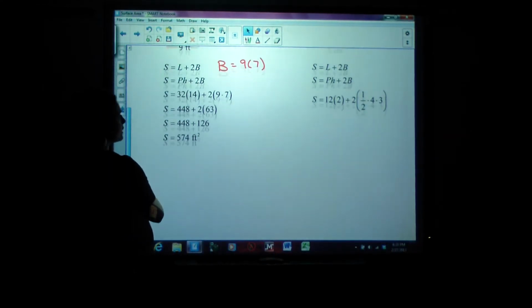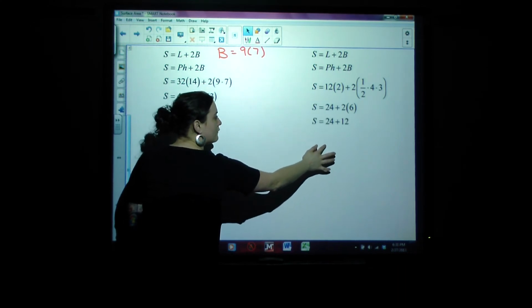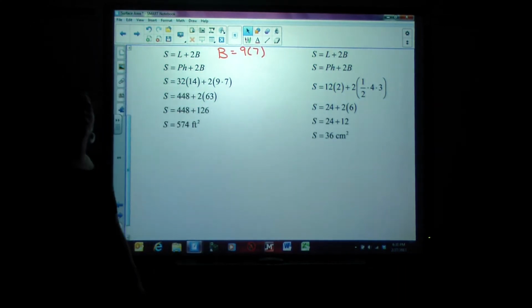Okay, let's do a little bit of calculations here. We're going to get 24 plus 2 times 6, which is 24 plus 12, which ends up being a total of 36 centimeters squared as a surface area.